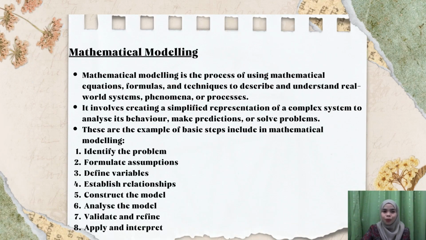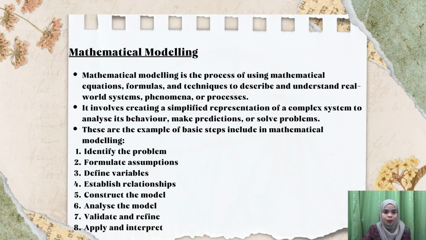Next, mathematical modeling. Mathematical modeling is the process of using mathematical equations, formulas, and techniques to describe and understand real-world systems, phenomena, or processes. It involves creating a simplified representation of a complex system to analyze its behavior, make predictions, or solve problems. There are a few steps involved when we are constructing a mathematical model for a certain system. These are examples of basic steps included in mathematical modeling.